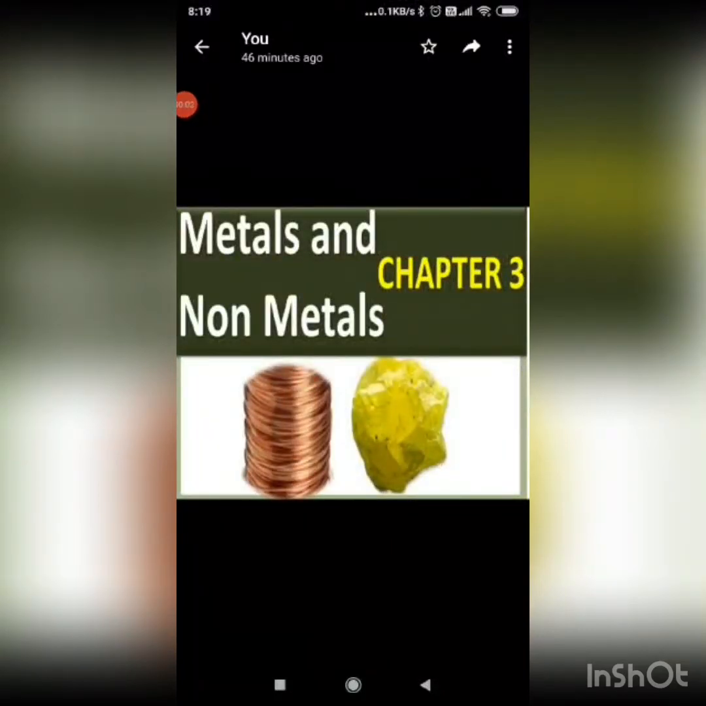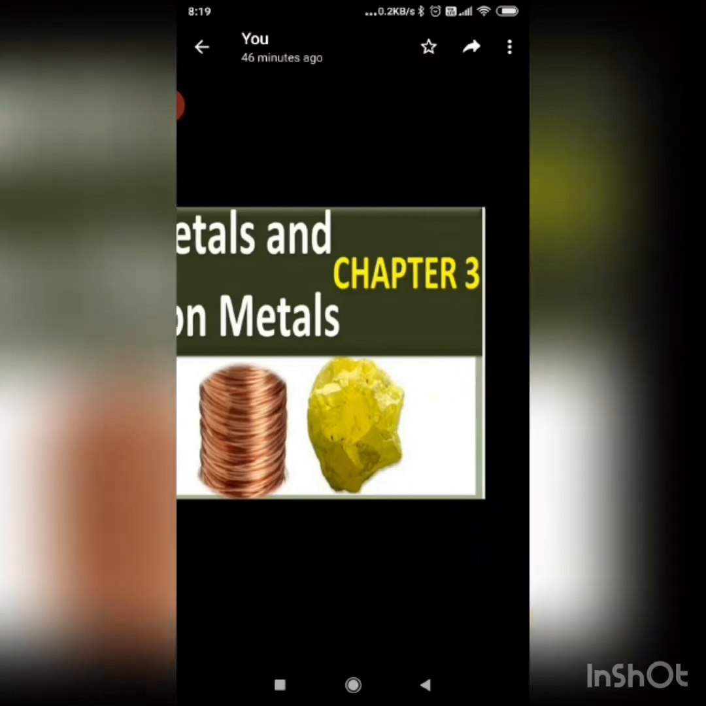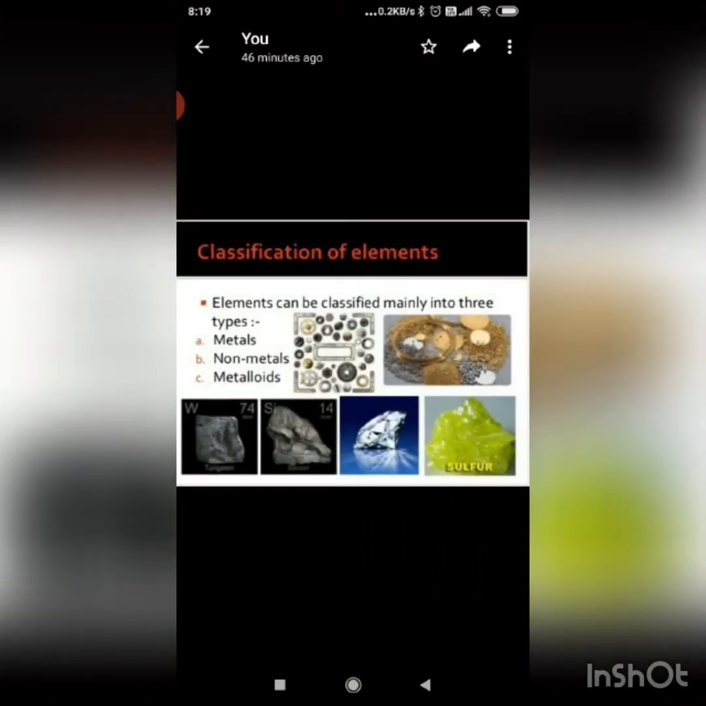Hello students, today we are going to study class 10 science chapter 3, that is metals and non-metals. In this chapter we are going to study about physical and chemical properties of metals and non-metals, ionic compounds, formation of ionic compounds, properties of ionic compounds and extraction of metals, etc. So let's start with classification of elements.